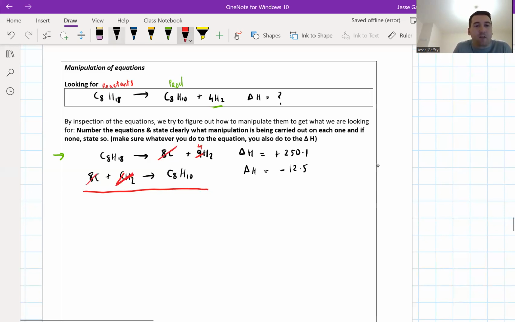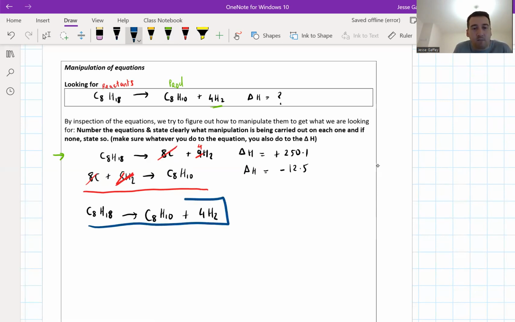So that's it then. Okay, so I'm going to rewrite what I've got left. C8H18, that's the only reactant I've got left. Arrow makes C8H10. And now this is 4H2, so plus 4H2s. Okay, so does that match up with my main equation? Yes, it does. It is exactly the same as this here, which is what I wanted to try and do.